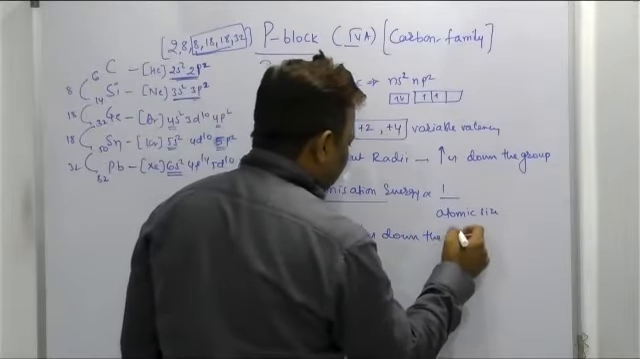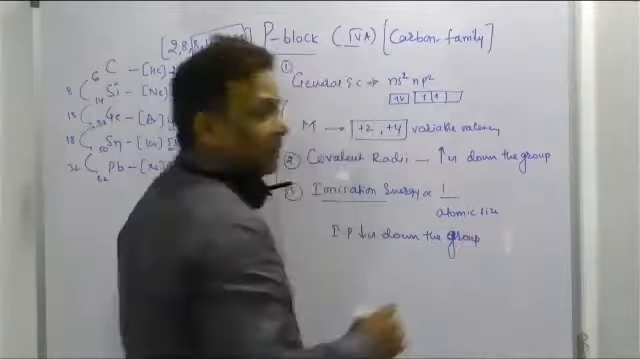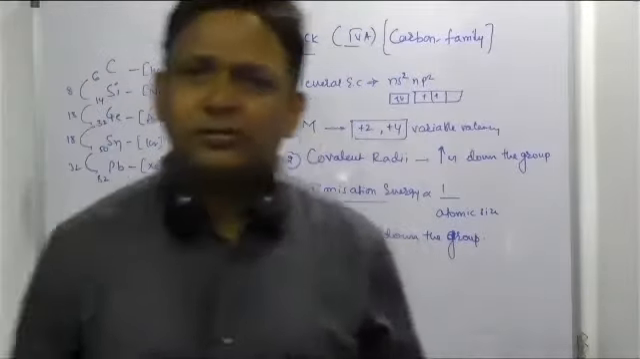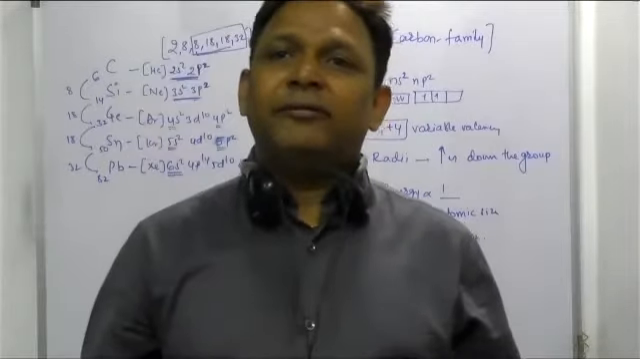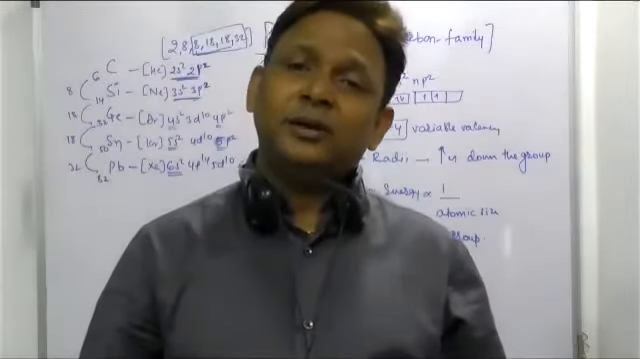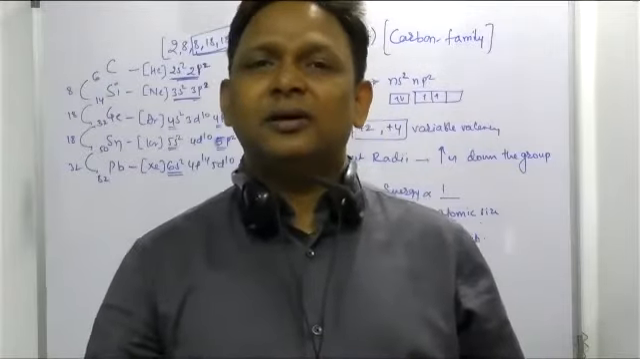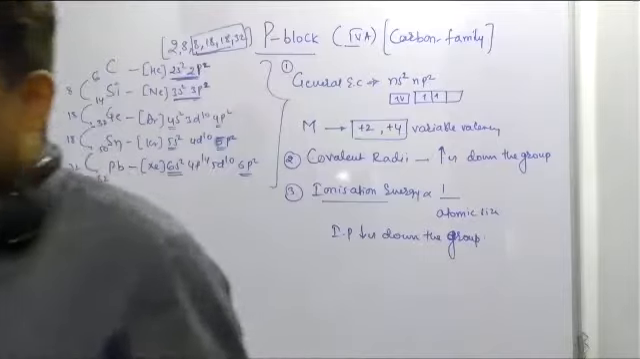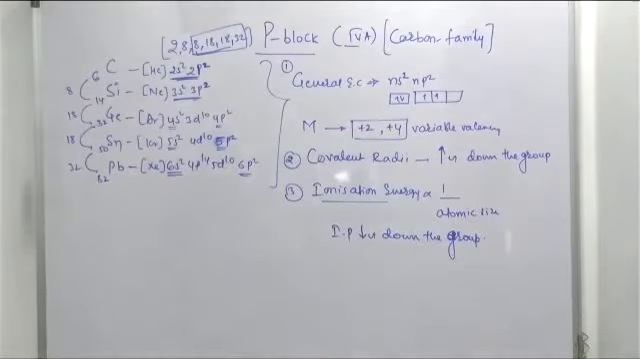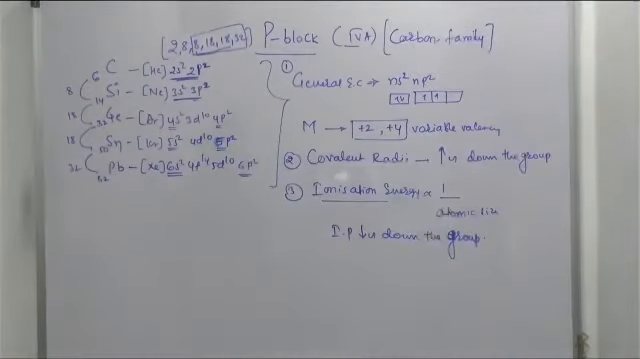Decreases down the group. But in NCERT, if you want to see here, the first ionization energy of the 14 group member will be higher than the corresponding member of the 13th group. Obviously, beta, because as we are going from 13 to 14, atomic size decreases.